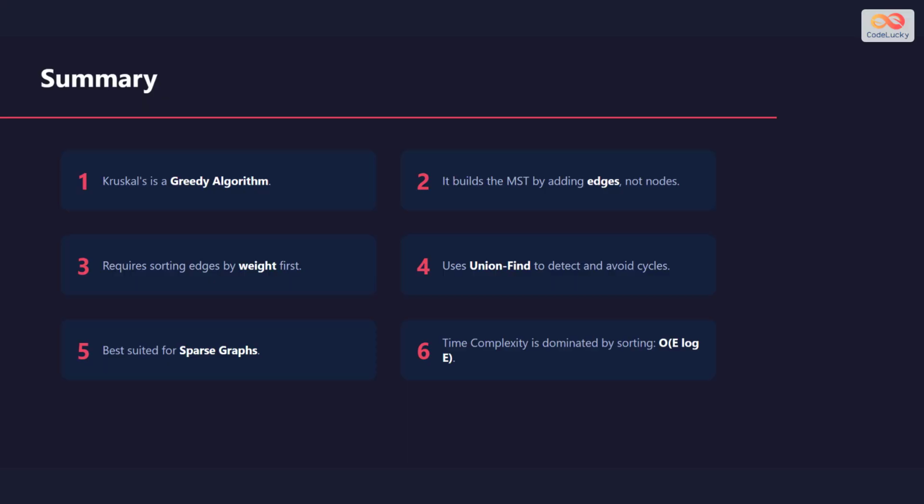To wrap up, remember that Kruskal's is an edge-centric, greedy algorithm. It relies on sorting edges by weight and using the union find structure to prevent cycles. It is particularly efficient for sparse graphs, where the number of edges is not significantly larger than the number of vertices.